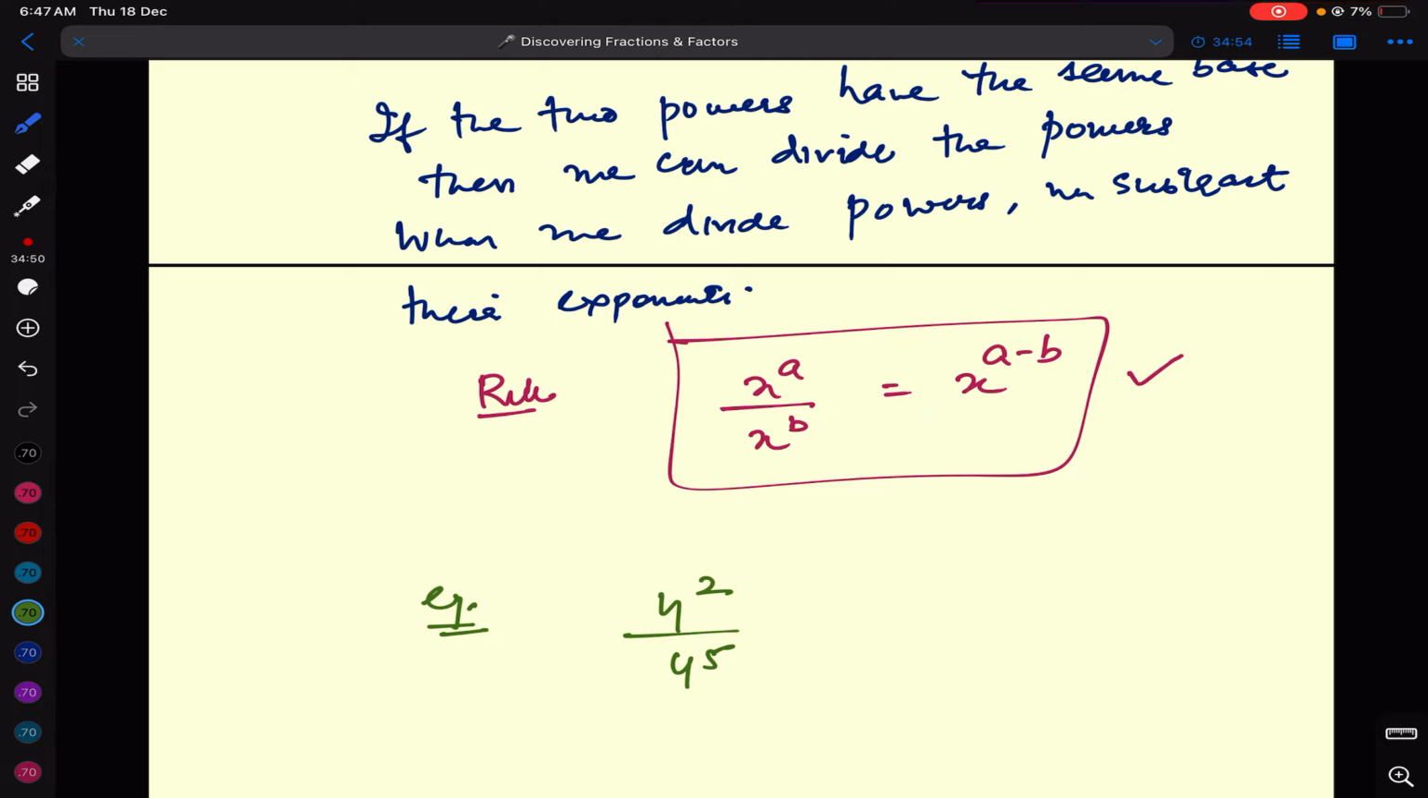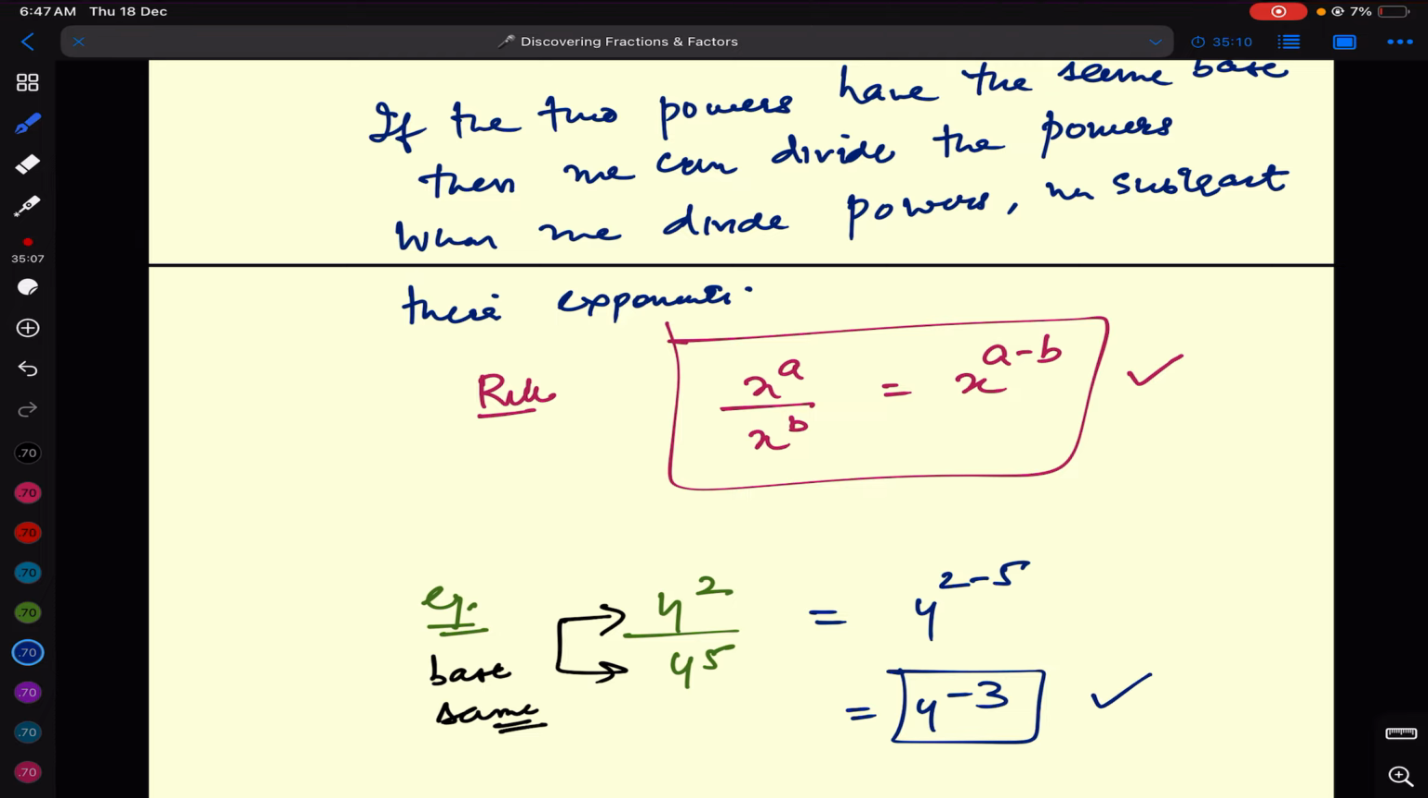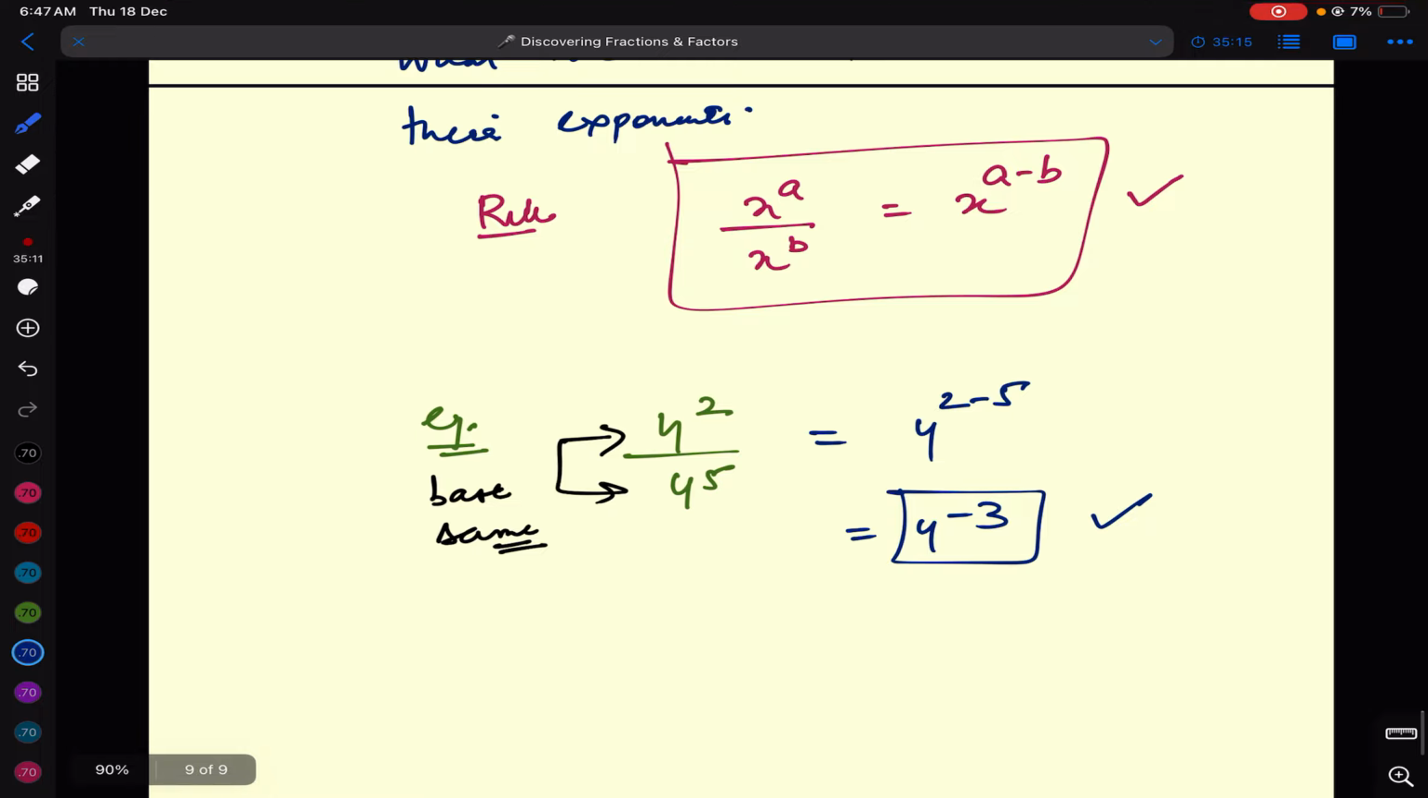Here you see that the base is the same, which was a prerequisite. The base is the same, so that's how we are able to perform the division. While simplifying, this is going to be 4 to the 2 minus 5, which is 4 to the negative 3. Since the division was there, we subtracted the exponents, and that's how we got 4 to the negative 3.